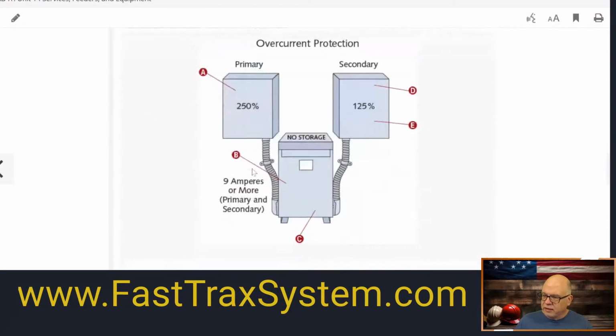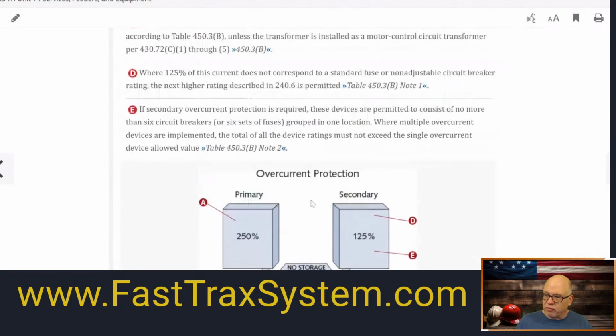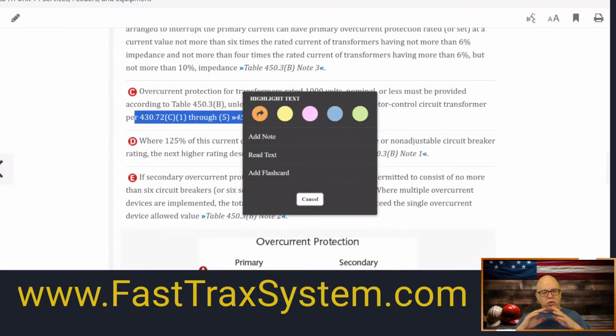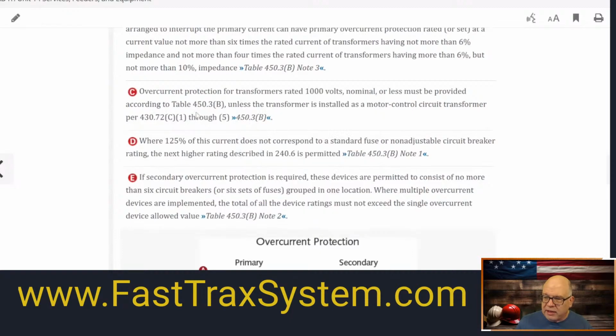Now, C here is, again, pointing to the transformer. It says overcurrent protection for transformers rated 1,000 volts nominal or less, that's what we're dealing with, must be provided in accordance with 450.3(B), unless a transformer is installed in a motor control circuit. Then you have your own rule for that. If it's a transformer associated with a motor control circuit application, you'll know. Then you just go to 430.72, C1 through C5, and apply the rules accordingly. But we're just talking about a standard transformer. Nothing special here with it.